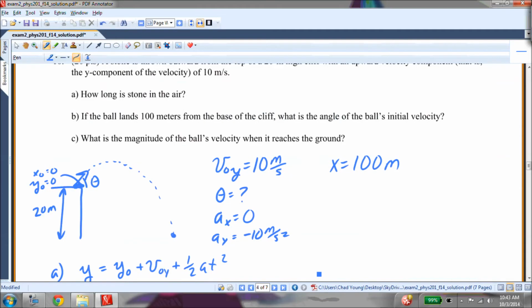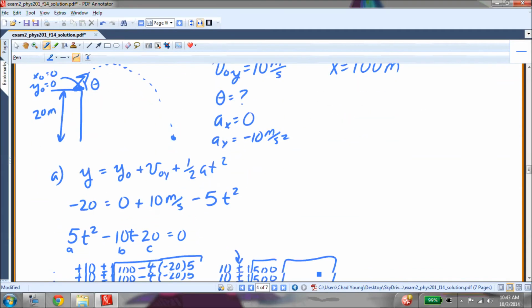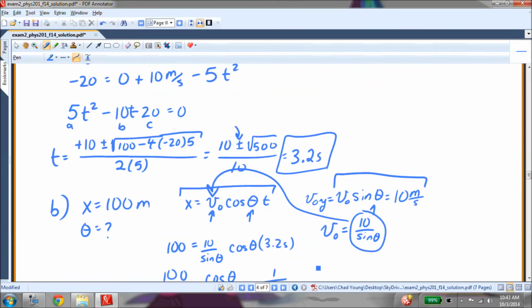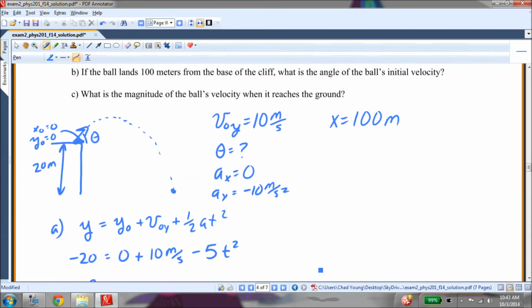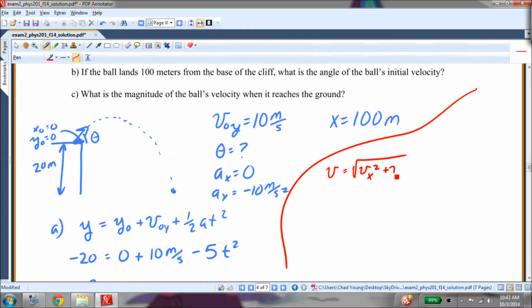And I think there's a part C to that one. Oh yeah, what is the magnitude of the ball's velocity when it reaches the ground? Let's do that up here. I'll do it in red to differentiate. Okay, so first of all, I know that the magnitude of that velocity at the ground is going to be equal to the square root of Vx squared plus Vy squared. It's going to have an x component and a y component. And I know that Vx is going to equal V naught cosine theta.